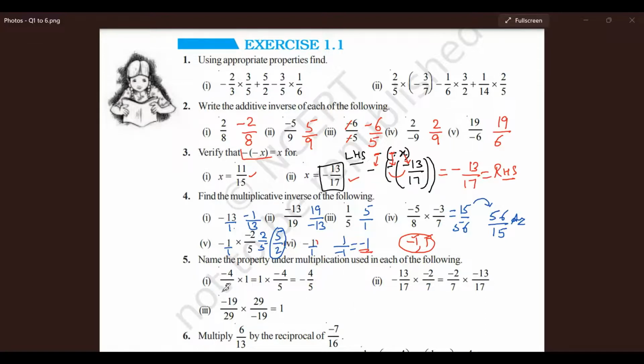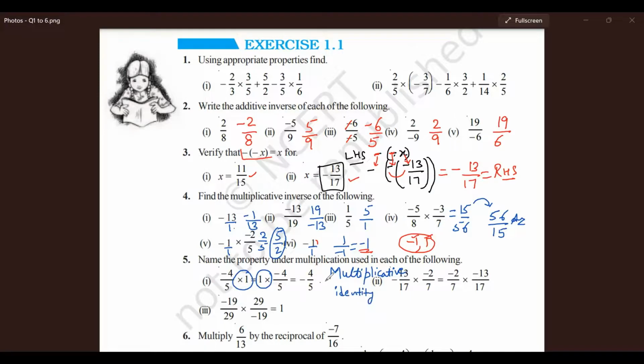Now, next question number 5. Name the property under multiplication used in each of the following. So here, if you will check out, we are having multiplied by 1, right? If it is multiplied by 1, that means it's multiplicative identity. So this is multiplicative identity. Any number multiplied by 1 gives us the same result.